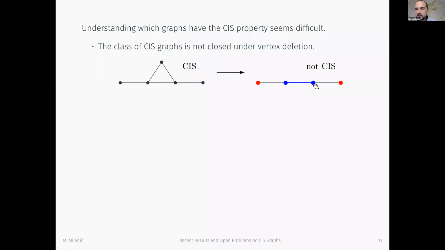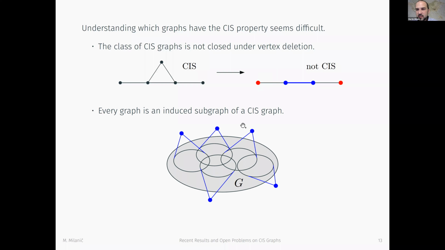The middle two vertices form a maximal clique that is disjoint from the leaves of the path, which form a maximal stable set. And not only is the class not hereditary, it is not contained in any non-trivial hereditary graph class, meaning that every graph can be embedded as an induced subgraph into a CIS graph.